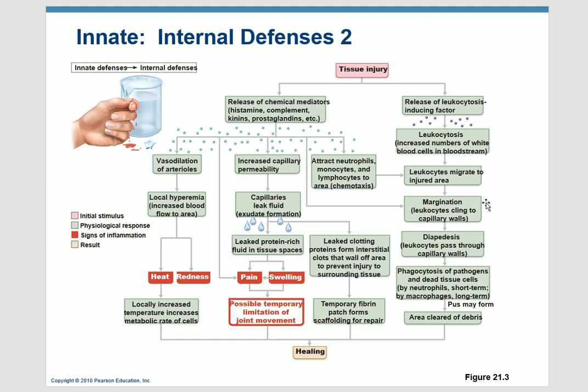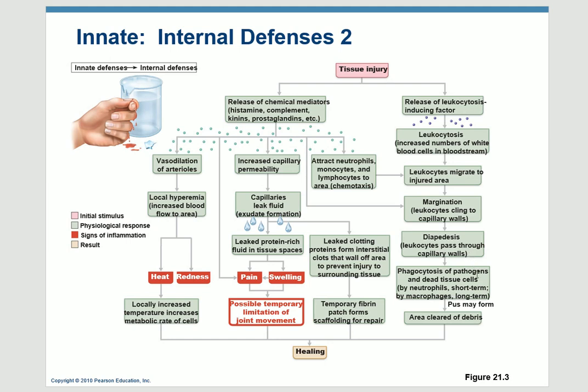Margination of leukocytes. That just means white blood cells are rushing in, like with a cut or a gunshot wound. Leukocytosis inducing factor up here is also a call to white blood cells. So tissue injury, release of leukocytosis inducing factor, so a call to all white blood cells. Leukocytosis, so increased number of white blood cells in the bloodstream. Leukocytes are going to migrate to that injured area. Margination that we just talked about.